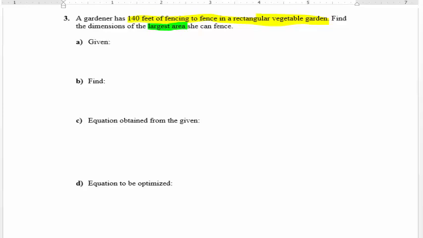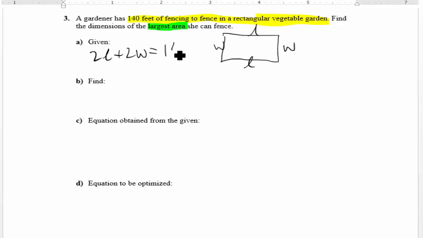So the given is the fact that we have 140 feet of fencing to fence in a rectangular vegetable garden. So a rectangle looks like this, kind of, with more straight lines, right? And we have a length and a width. So if you're fencing around the outside of this, we're dealing with the perimeter. So the perimeter of this rectangle is 2L plus 2W. And we're assuming that we're using all of this fencing. So when we add up these 4 sides of the garden, we should end up with 140 feet of fencing. So 2L plus 2W equals 140.